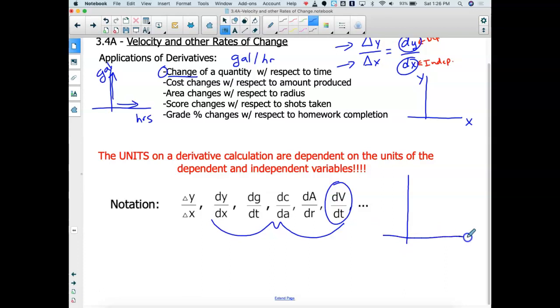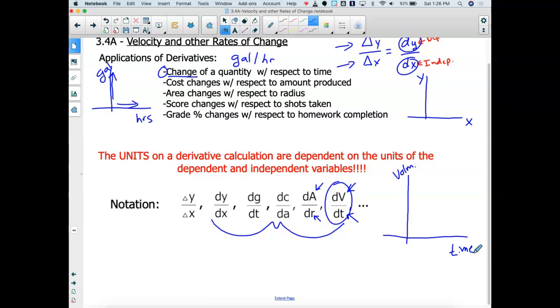Not only that, if I think of dV dt, let's say we're talking about change in volume over change in time, which we will sooner or later in related rates, or change in area with respect to radius, okay? If I'm thinking dV dt, this is my volume axis, and this is going to be my time axis. My time is probably going to be in terms of seconds, minutes, or hours. It's always going to let me know that.